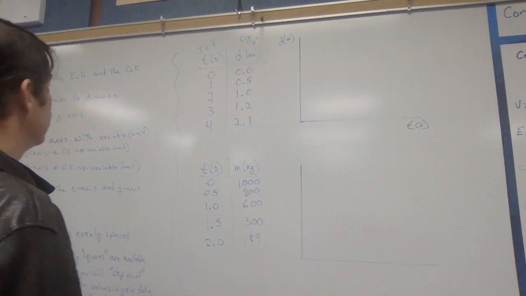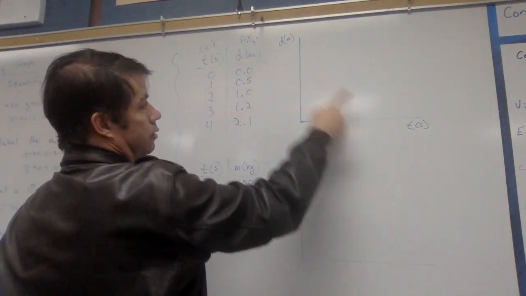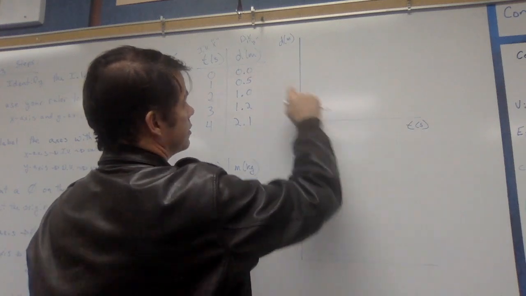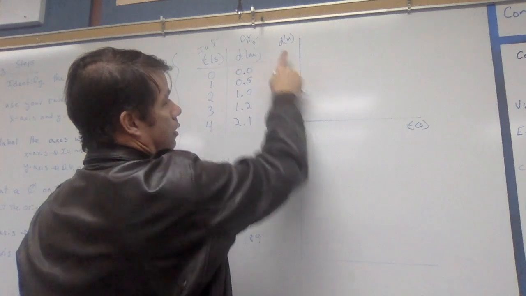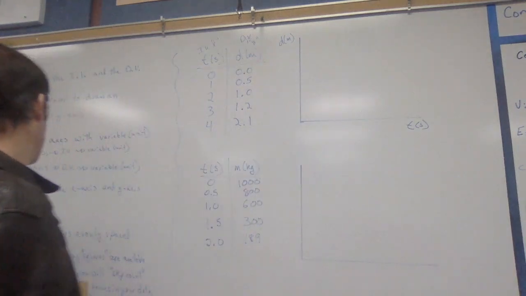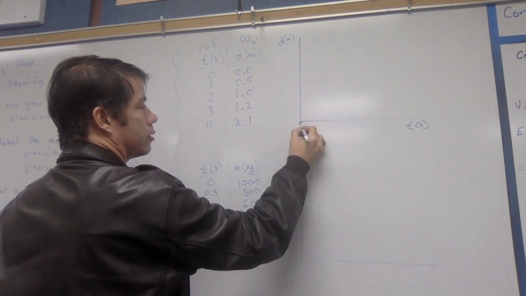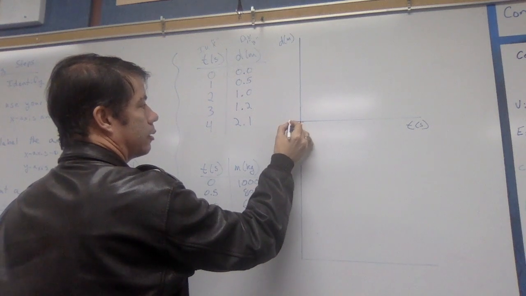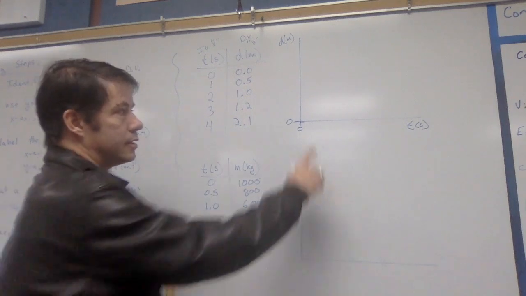Okay, so step 1, we identified the IV, DV. Step 2, we drew our axes, 8 squares, 8 squares. Step 3, we labeled our axes, and now we're going to put a 0. This is step 4. We're going to put a 0 on the x-axis, and we're going to put a 0 on the y-axis. Why? Because this is time.